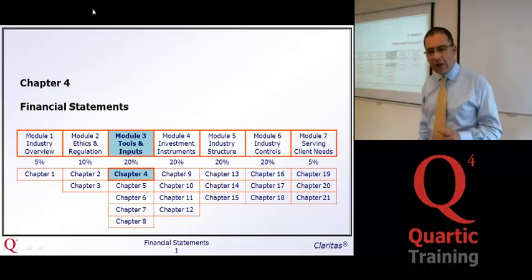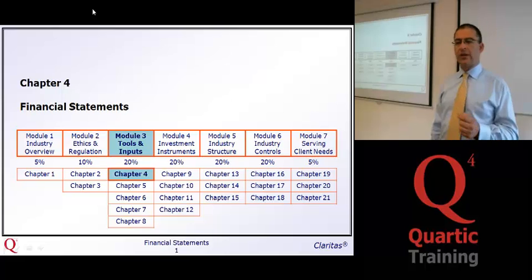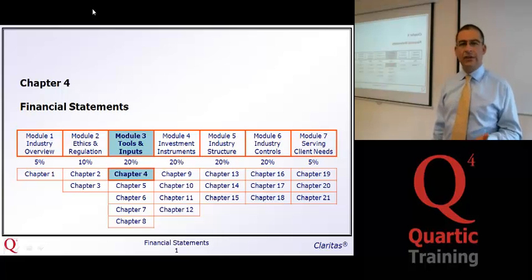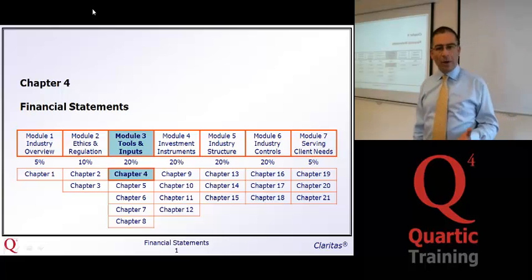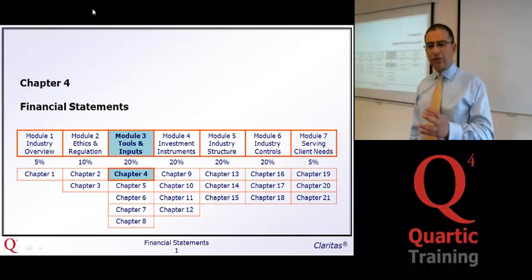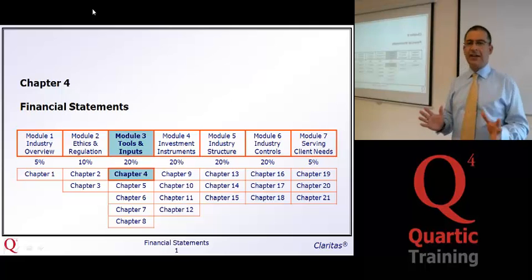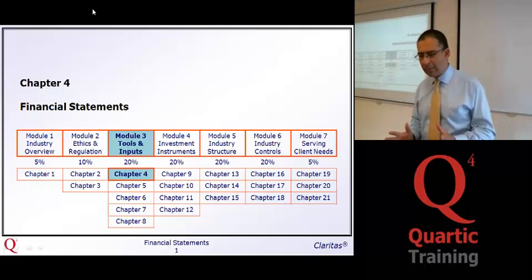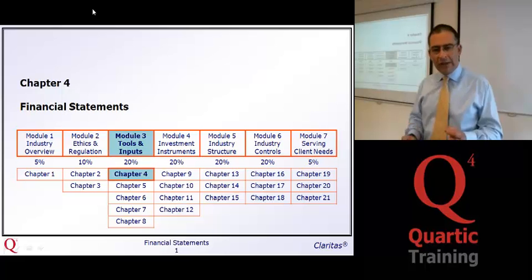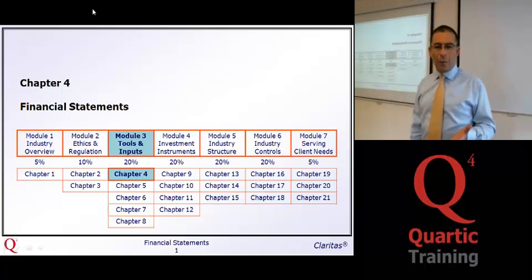For Module 3, we have 5 chapters. We're going to start with financial statements, then look at quantitative techniques, and move into economic ideas. And these 5 chapters are all within 20%. So, frustratingly, if you've never done anything accounting before, this chapter we're going to do, which is pretty detailed, is only for 4% of the curriculum.